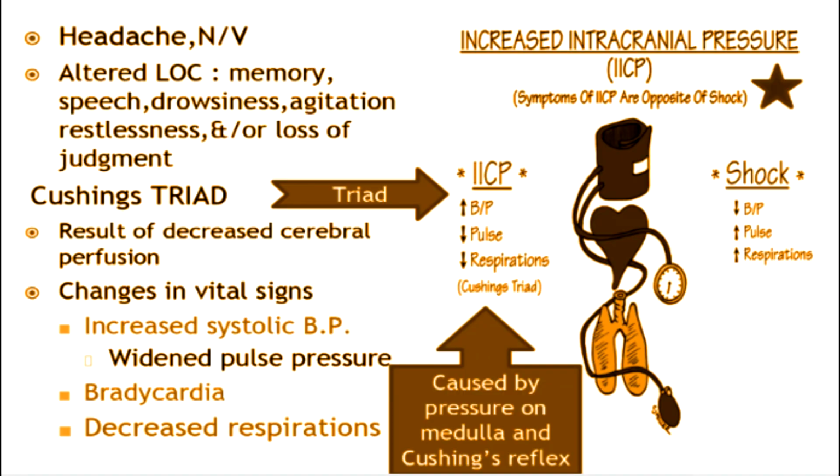So some signs and symptoms that you can look out for if a person is experiencing increased intracranial pressure include headache, nausea, vomiting, altered level of consciousness. You have drowsiness, they're agitated, they get reckless, they lose their judgment. One important thing, the Cushing triad. They're going to have an increase in blood pressure, a decrease in pulse, and a decrease in respiration. These three are the most important to look out for.